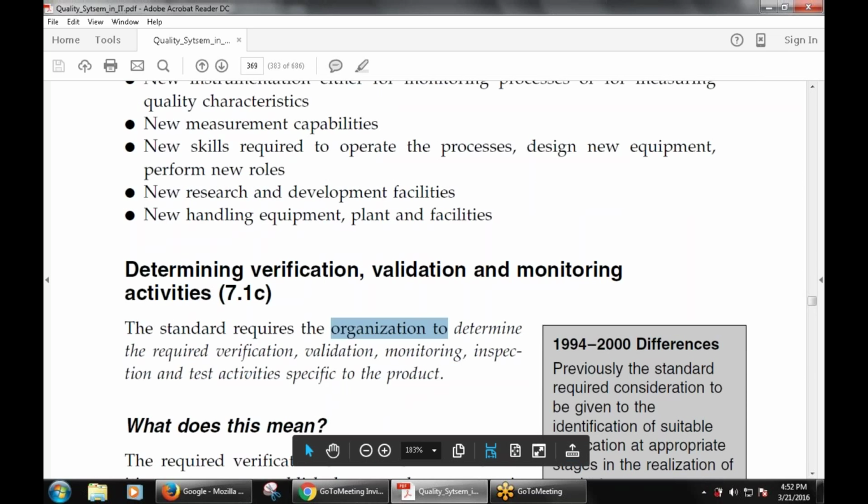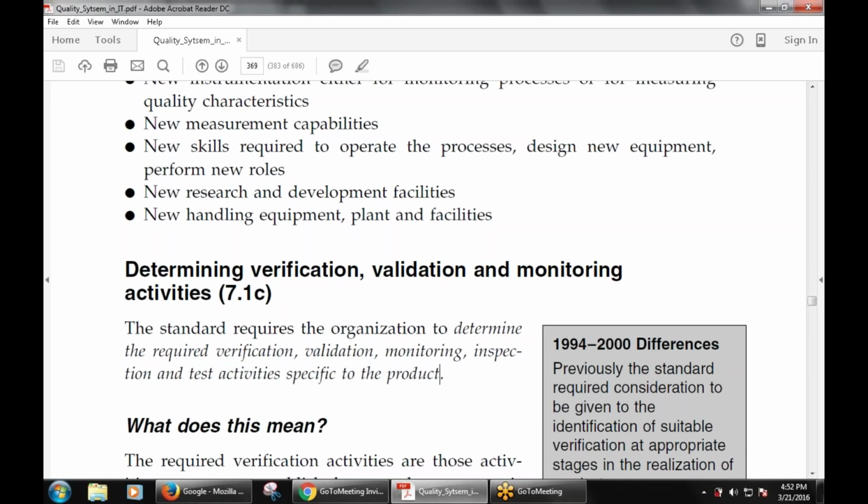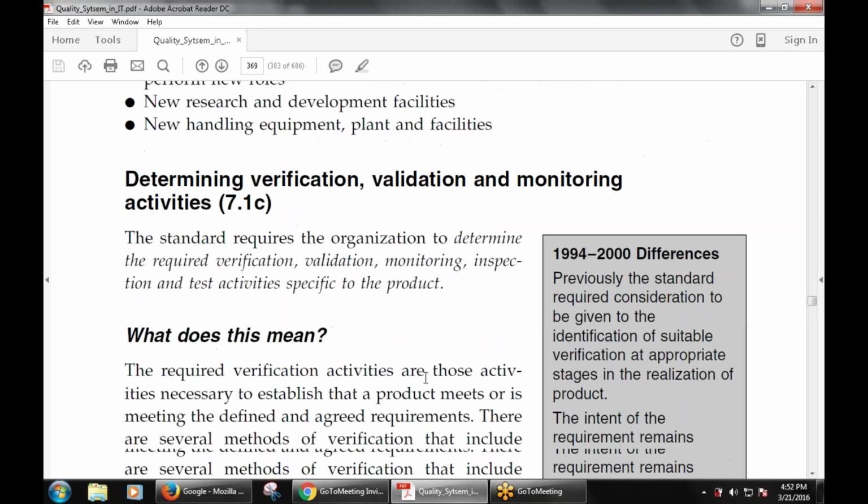The standard requires the organization to determine the required verification, validation, monitoring, inspection, and test activity that is specific to the product. So whatever specific activities and data are available are used for the monitoring, the inspection, and the test activity. Now, what does this mean?